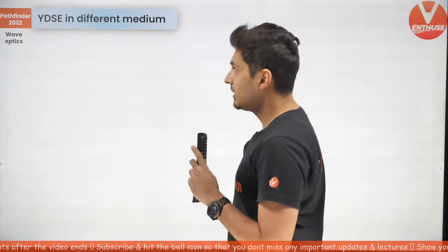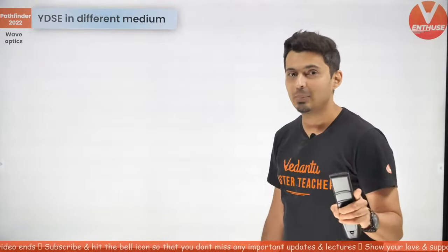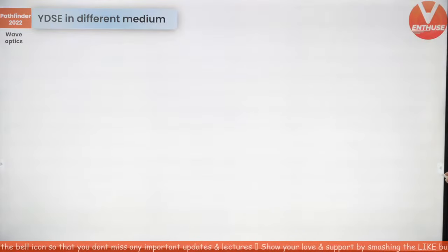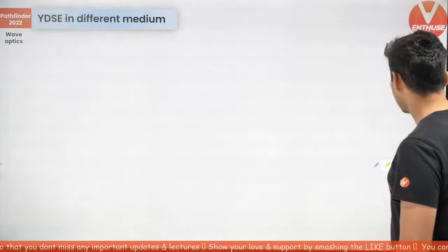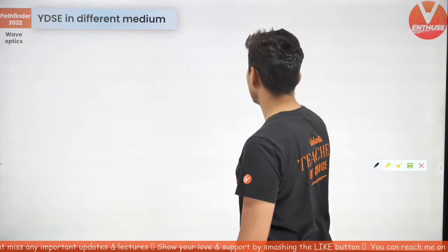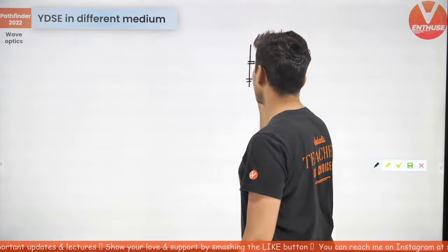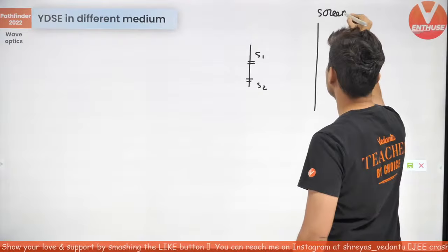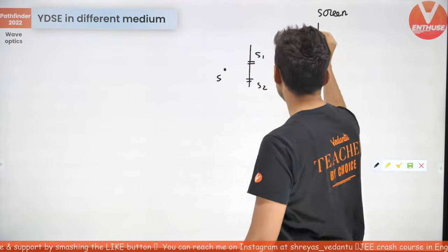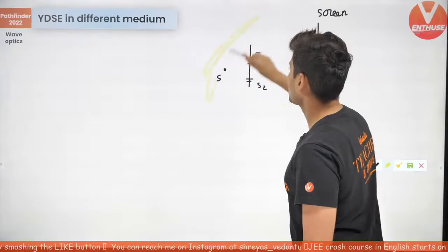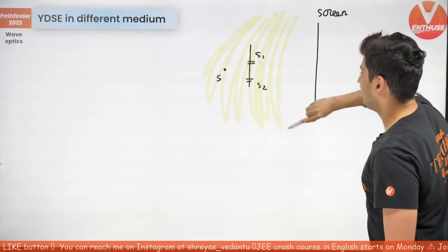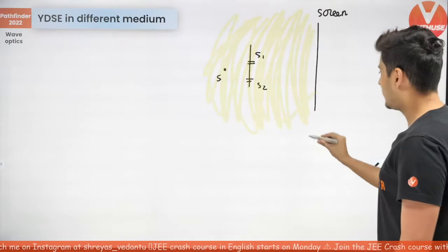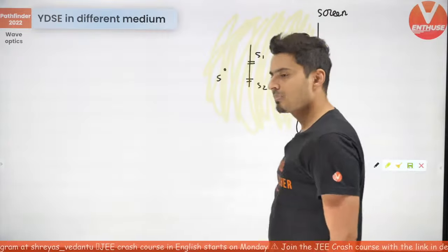Okay, so now we'll come to the different concept, which is YDSE in a different medium. Then we'll have glass slabs and other variations as well. What will happen if somebody becomes very angry, furious, and immerses this entire Young's double slit experiment? This is S1, this is S2, this is my screen, correct? This was my source. Somebody dips this in a medium of refractive index mu. So if you dip this entire thing, what do you think is going to happen? Think about it.